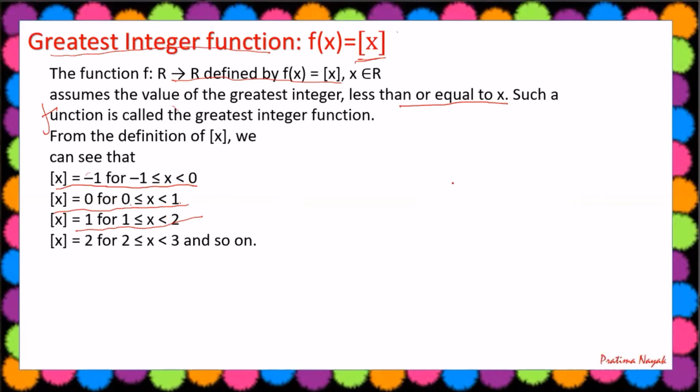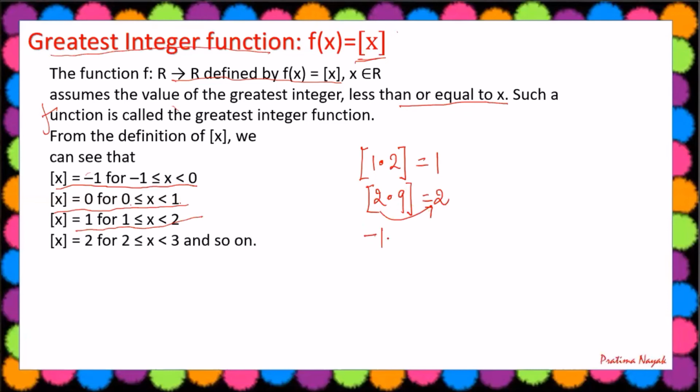So what is the meaning of this? Let me explain. If I take 1.2, this will be 1. Similarly, if I take 2.9, it will again be 2. It will not round off. You will take the smaller integer. This is known as the greatest integer function. The greatest integer part you can take from it.